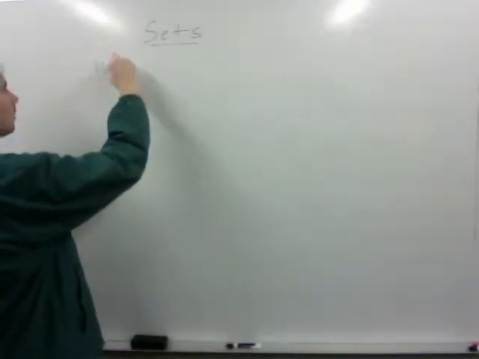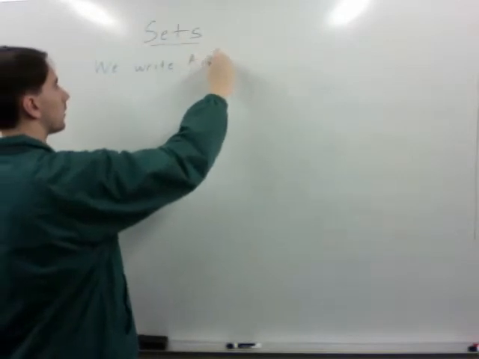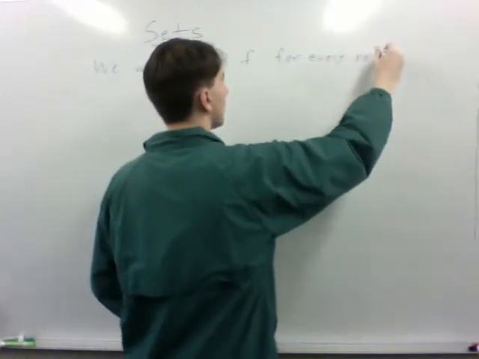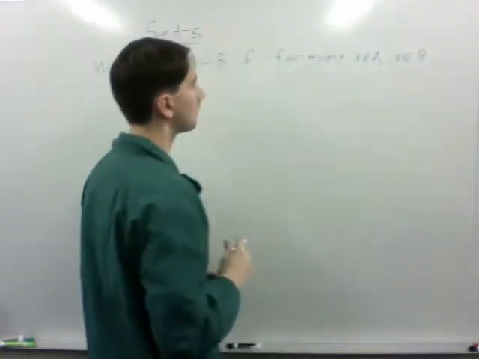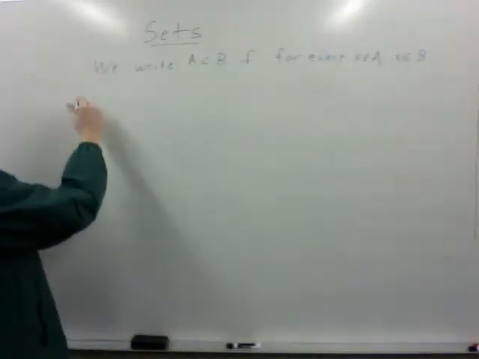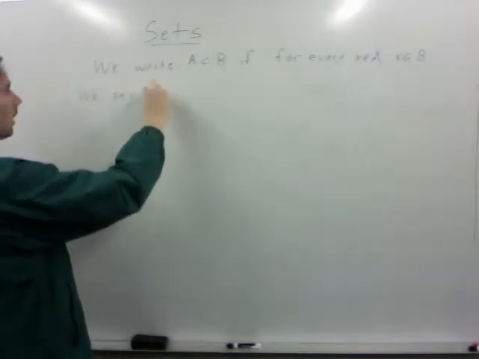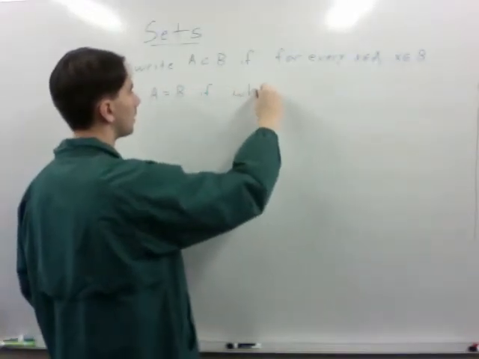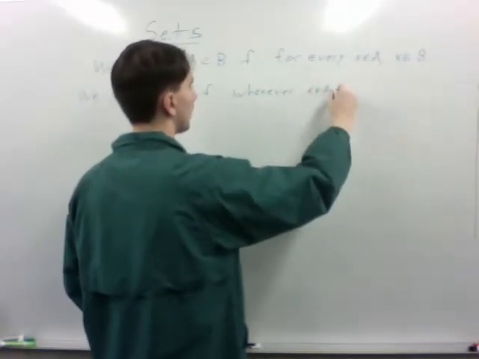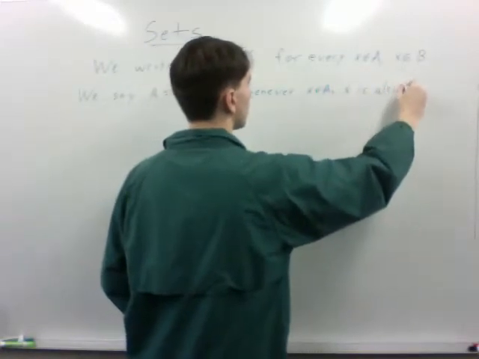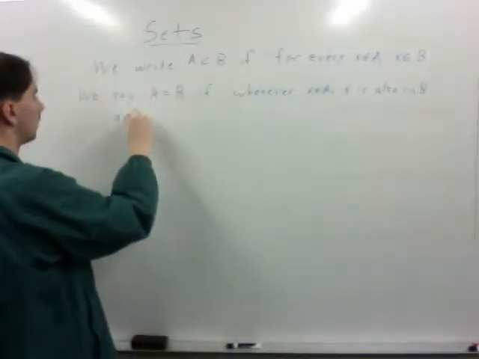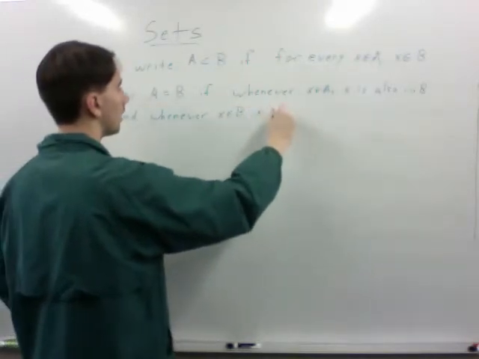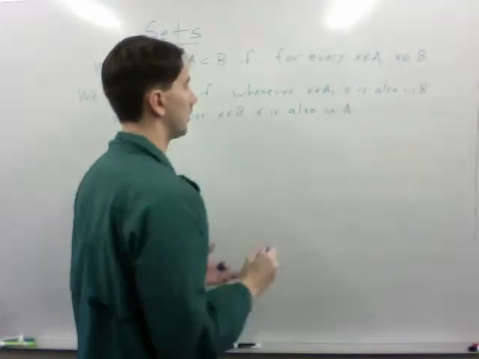So we write A is a subset of D if for every X in A, X is in D. And we say A equals B if whenever X is in A, X is also in B, and whenever X is in B, X is also in A. In other words, they contain the same things.